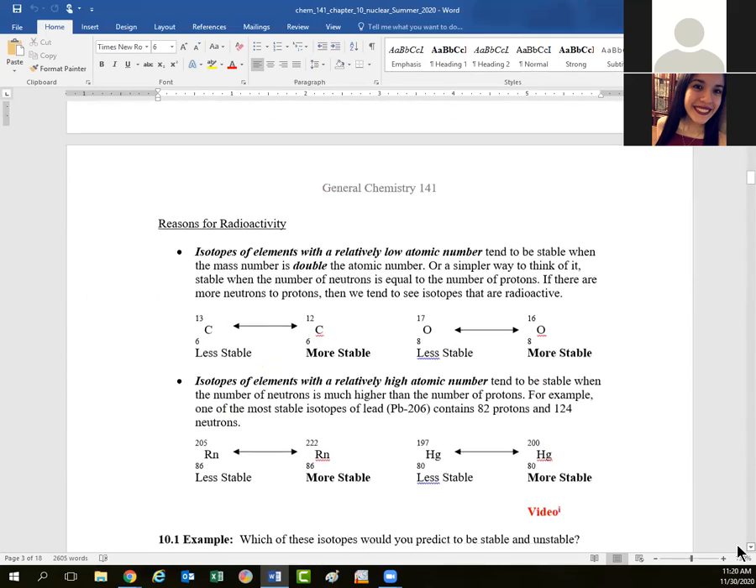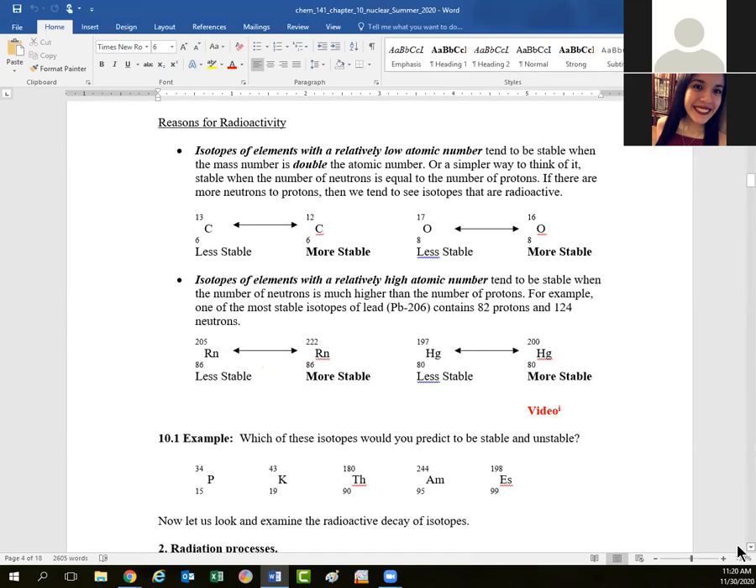And for the stability of these individual isotopes, it falls into two basic rules of thumb. It depends on whether we're looking at an element from the first half of the periodic table, the first 50 elements, or looking at elements in the second half of the periodic table, from elements 50 onwards, roughly.